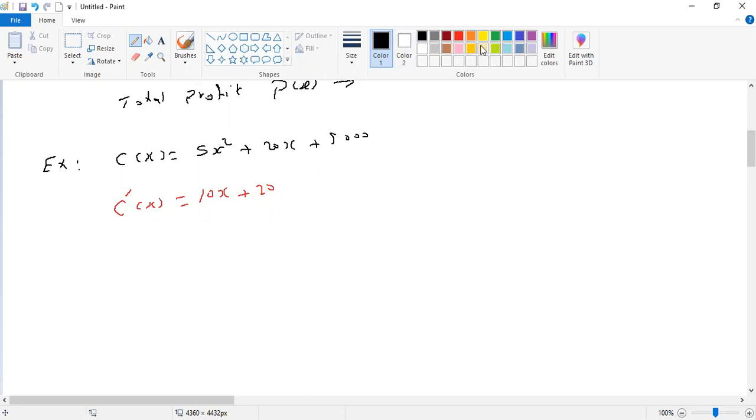So now, the first one is the total cost function, the total cost of producing x units, and the C prime is the marginal cost function.